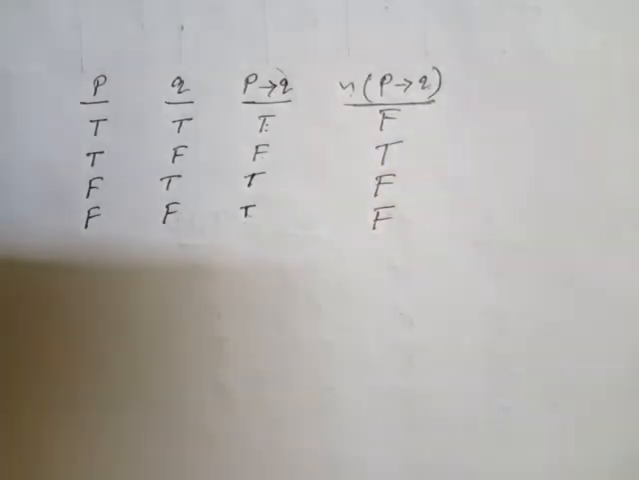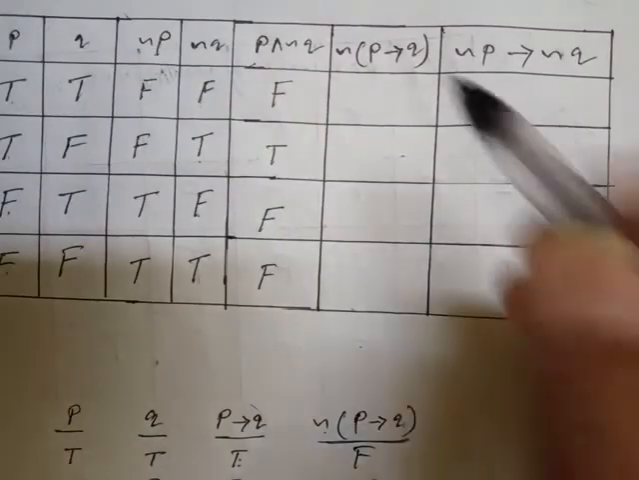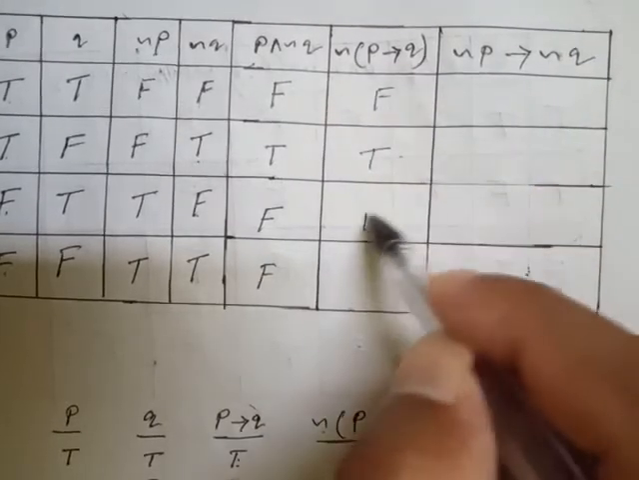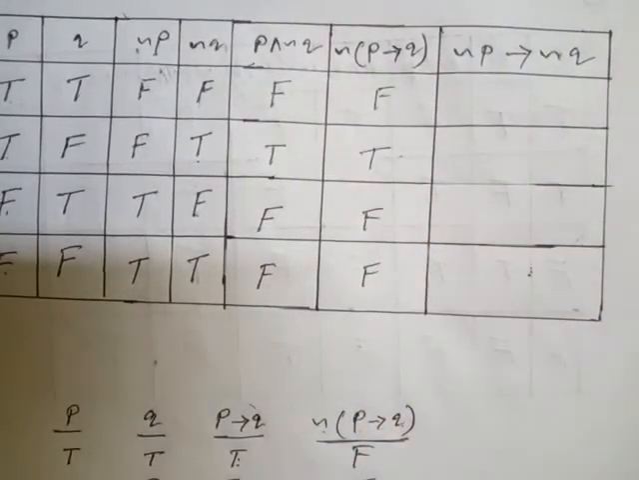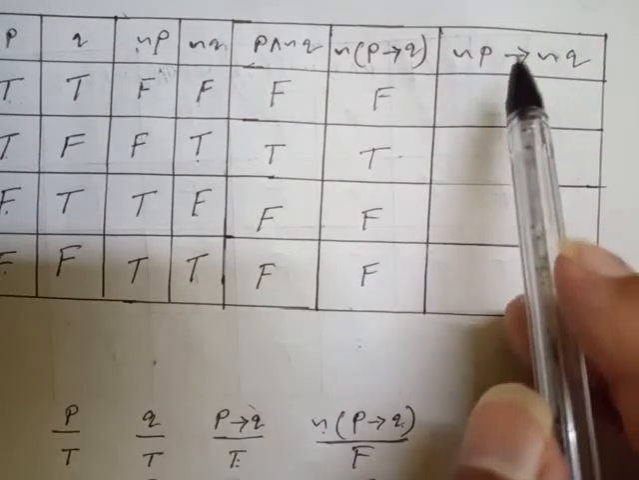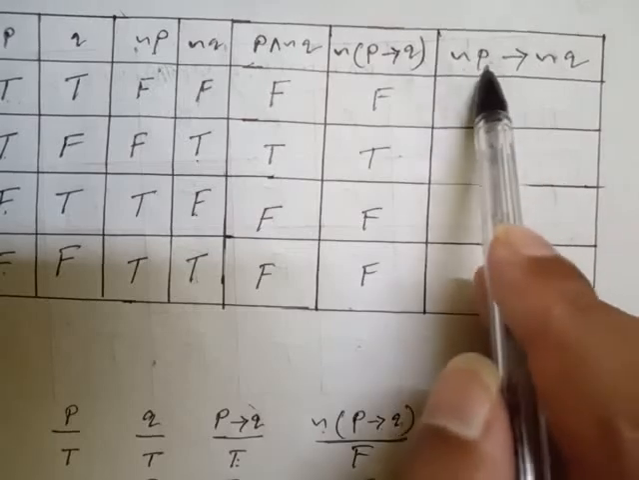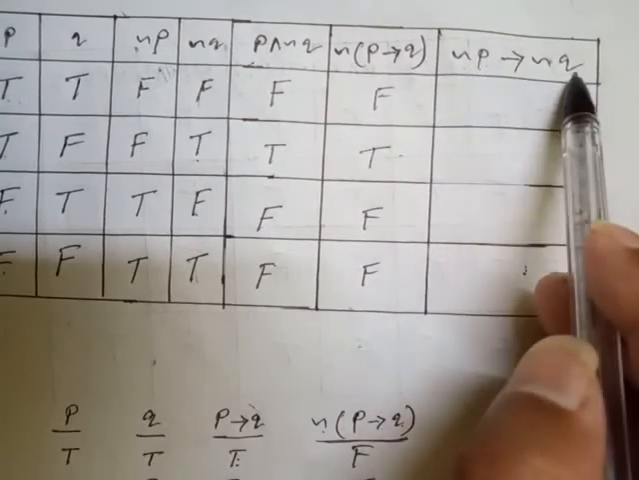We'll put down the value directly there. First one is false, then true, then false, then false. Now the last one, student, we need to find out: negation P implication negation Q.